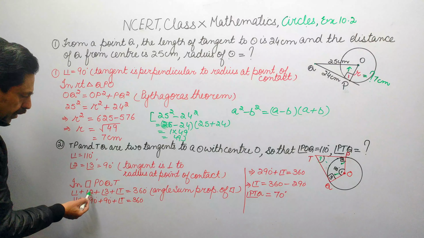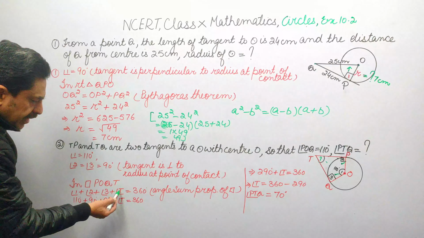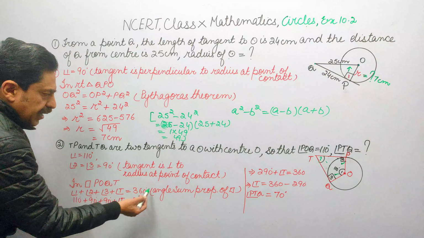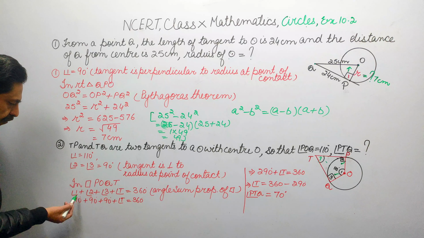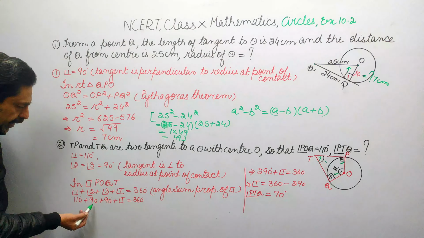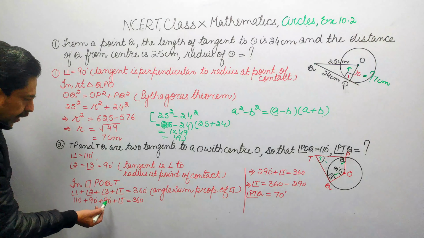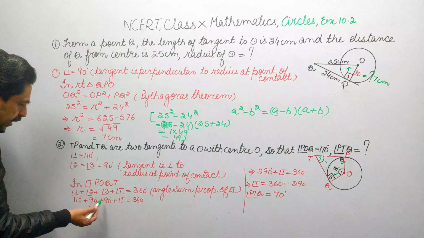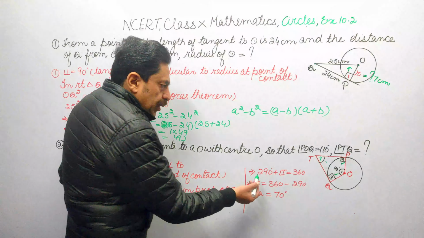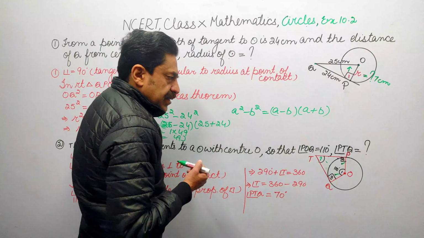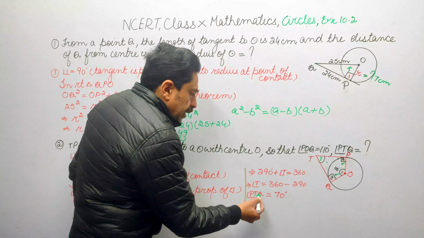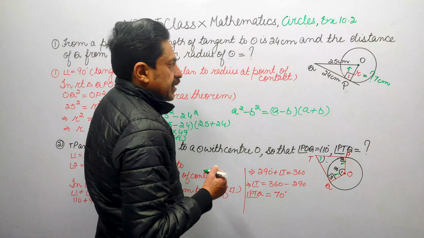So angle 1 plus 2 plus 3 plus T is equal to 360 degree, the angle sum property of quadrilateral. Putting the values of angles, 110, 90, 90: 90 plus 90 plus 110 is 290. Now transposing 290, we get the answer as 70 degree. So angle PTQ is equal to 70 degree.